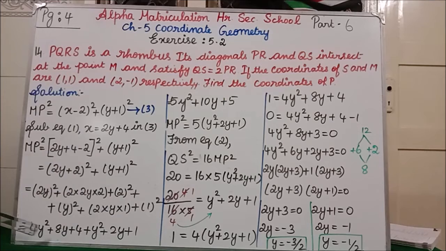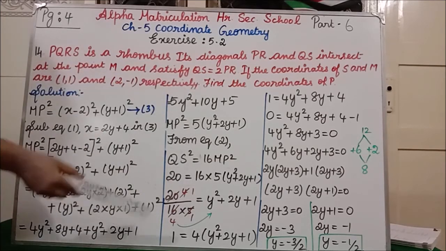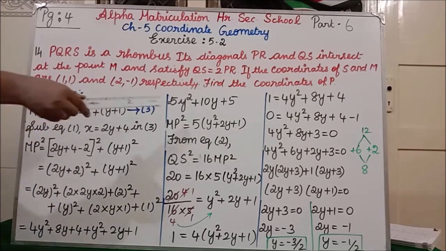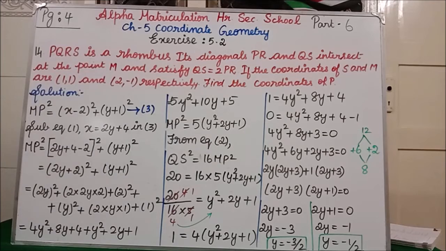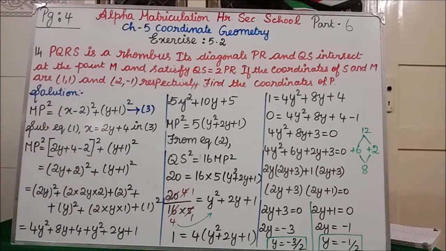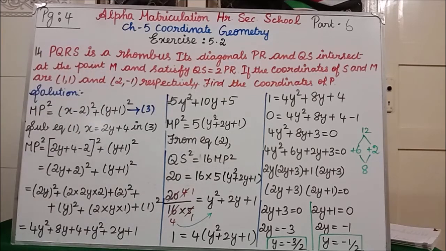Now here also 1y square term, here also 1y square term. So 4y square plus 1y square is what? 5y square. 8y plus 2y is what? 10y. 4 plus 1 is what? 5. Now if you see, in each term we are having 5 common, isn't it? So MP square is equal to 5. If we take it commonly out, we are getting inside y square plus 2y plus 1. Clear?